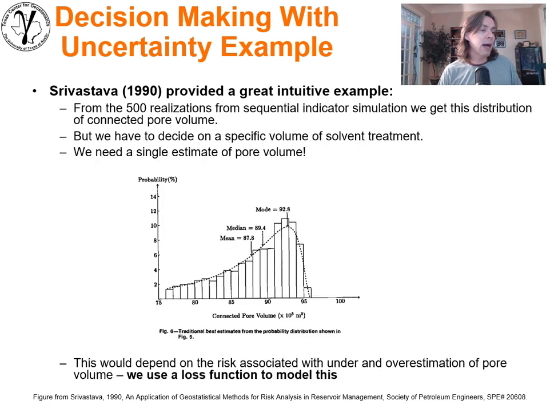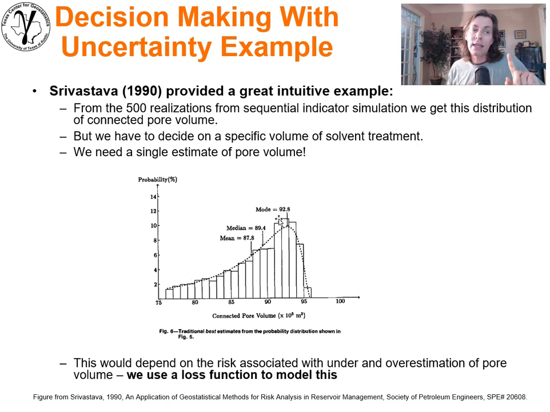And if you do that, you'll find you get this distribution right here. This is the connected pore volume over the 500 realizations from Mohan's paper. Now, the mean is shown here about 87 times 10 to the 3 meters cubed. So about 87,000 meters cubed. Then there was about 89,000 meters cubed, 89.4 thousand meters cubed for a median value, a P50, and a mode of about 92, almost 93,000 meters cubed of volume.